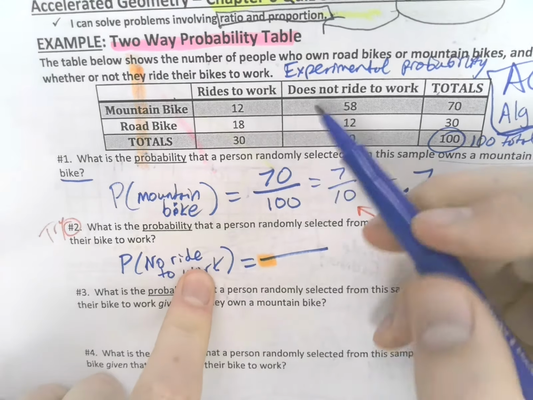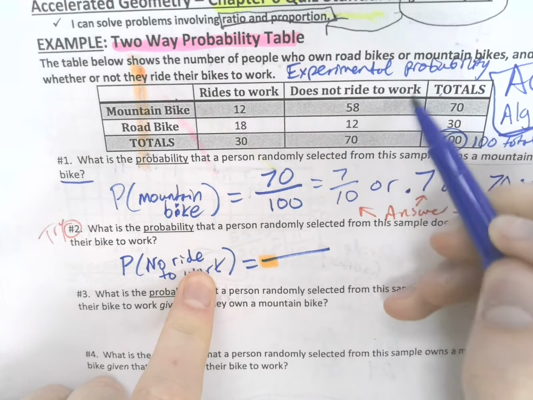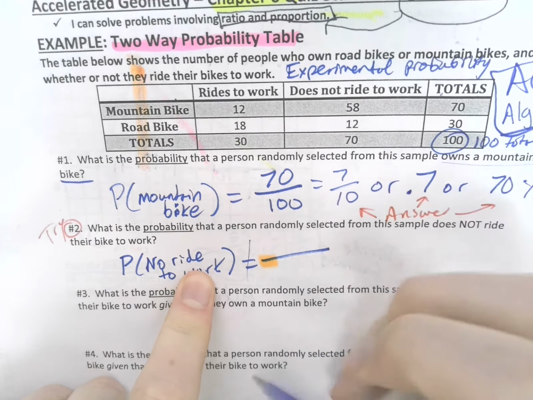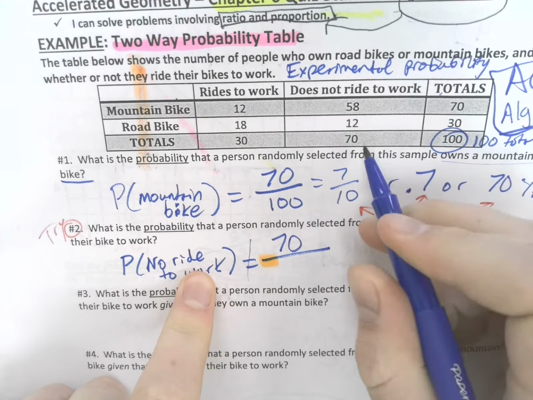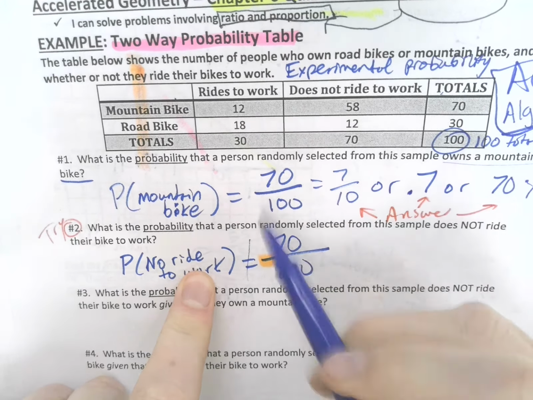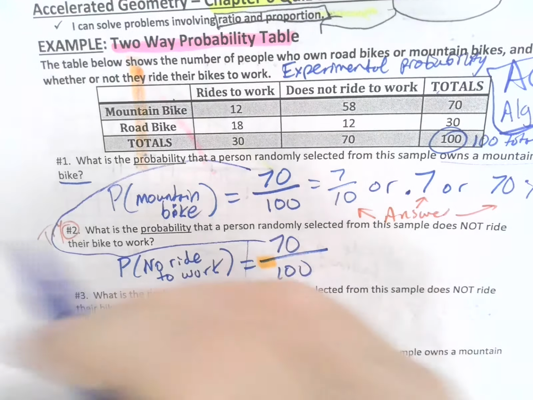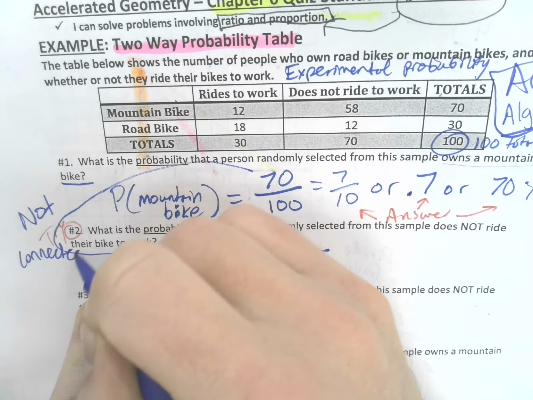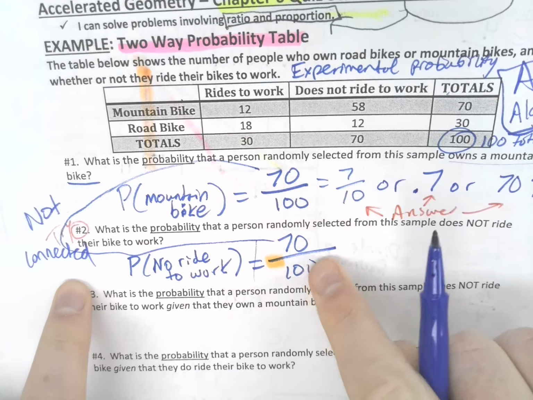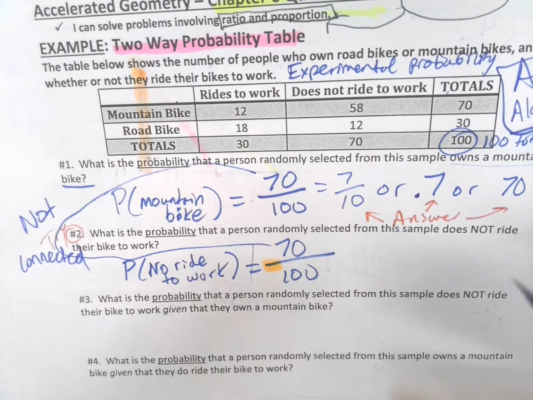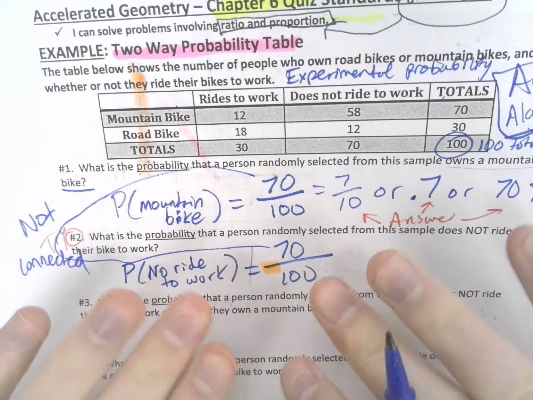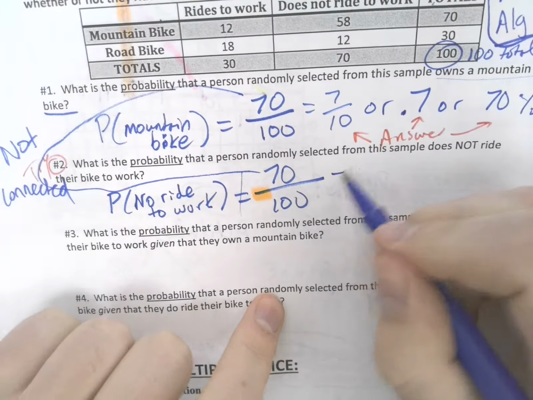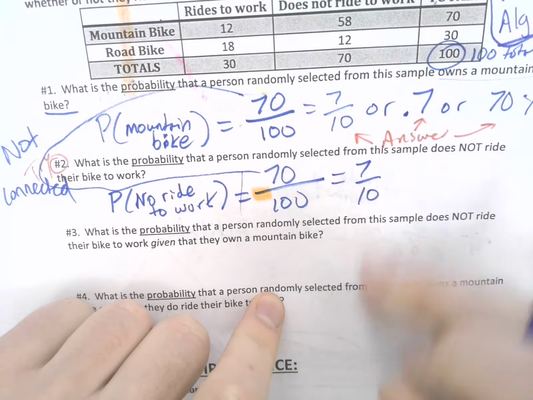Well, does not ride to work. Looks like that's this whole column, which is 70 total people out of all 100. And I cannot stress this enough, guys. These are not connected. That and that are not connected. It is just completely random. And we know that reduces down to 7 out of 10.